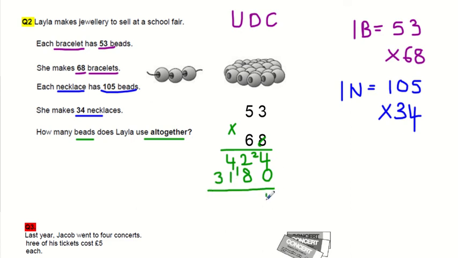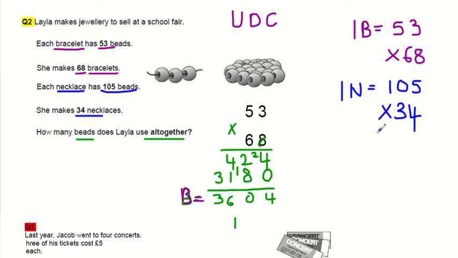4 and 0 is 4. 2 and 8 is 10. We've got 4, 5, 6 and 3 on the end. So we know when she was making the bracelets, should have done that in purple really. Let's put a purple B there. I find it useful to have the colours. Bracelets, we know she used 3,604 beads in the bracelets.